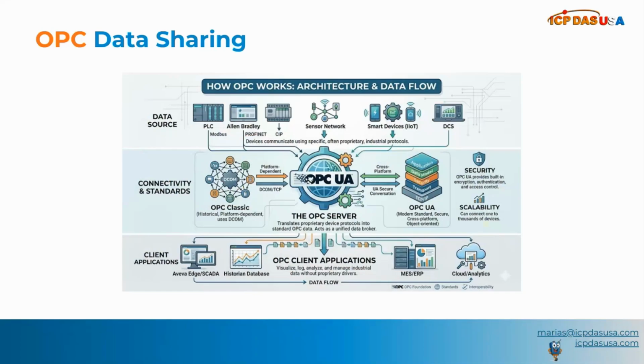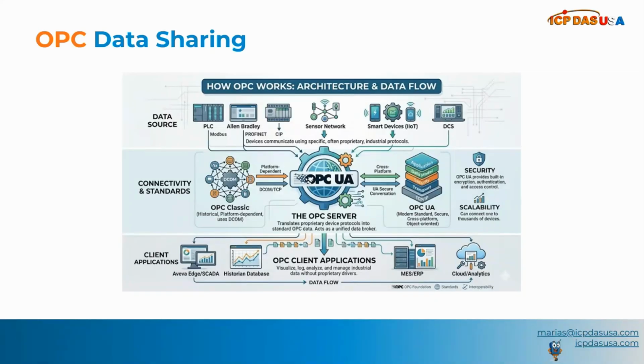The OPC architecture functions through a structured three-layer flow designed to ensure total interoperability across an industrial network. At the top is the data source. It's the field level, which consists of diverse hardware like PLCs, sensor networks, and smart IIoT devices. Because these units often communicate in different proprietary languages like Modbus, Profinet, or Ethernet IP, they essentially speak different dialects that normally wouldn't be communicating with each other easily.